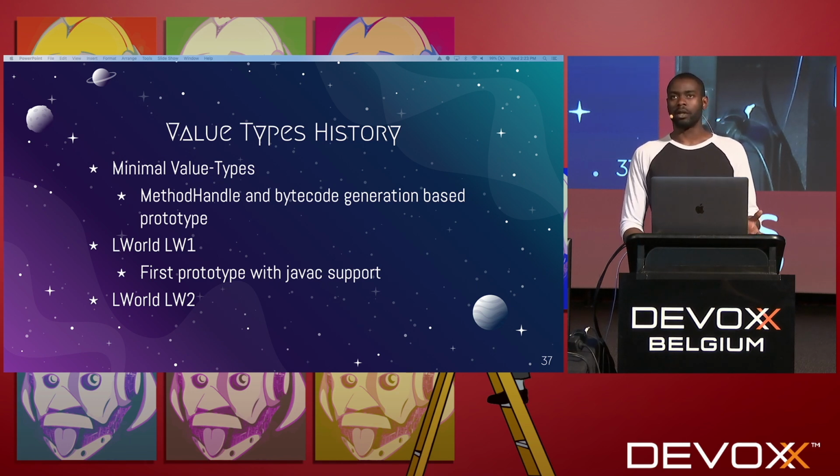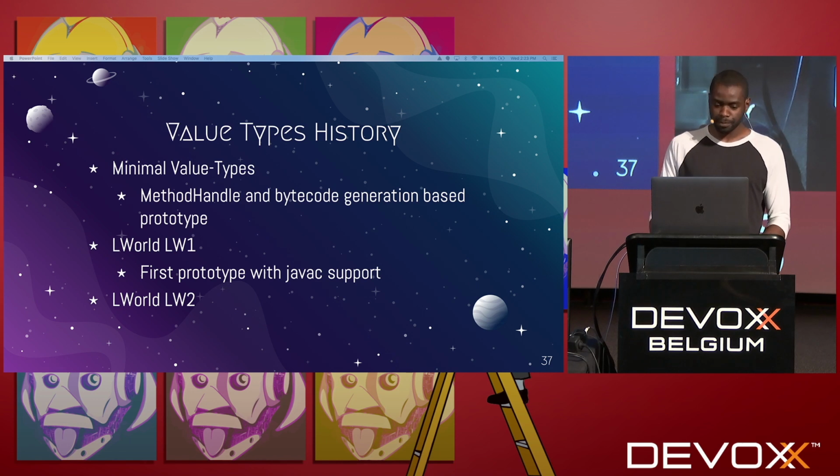So in the MVT model, inline types are essentially user-defined primitives. They have all the benefits and all the drawbacks of primitives.